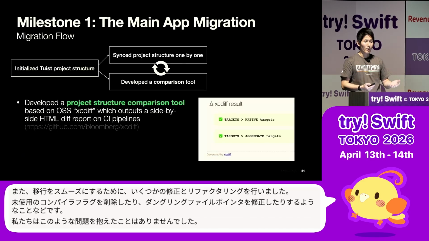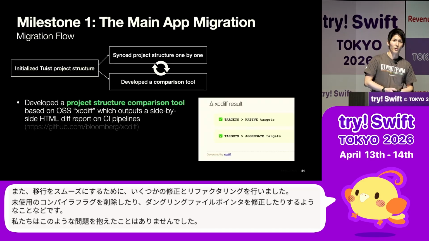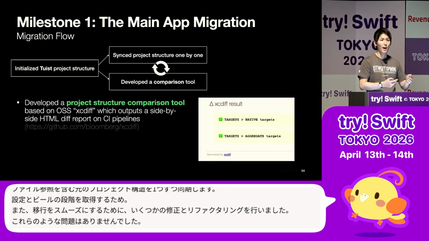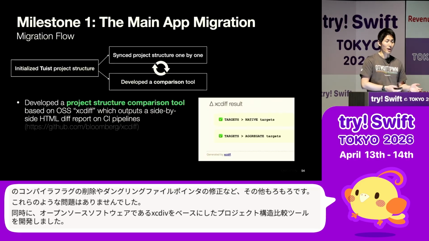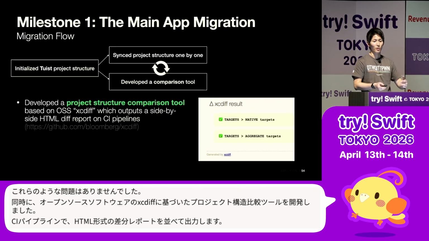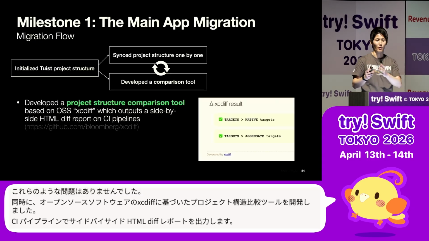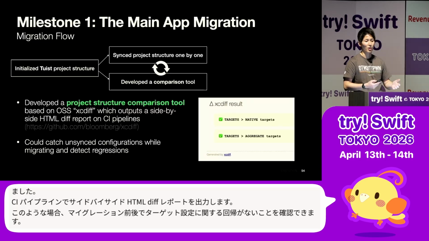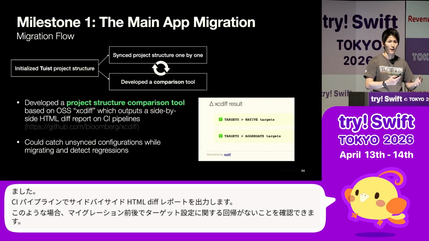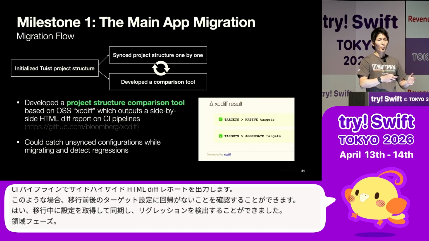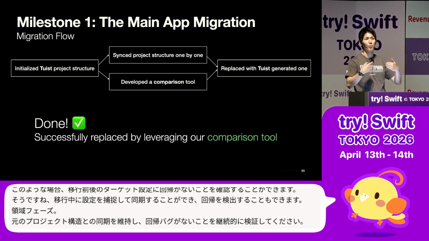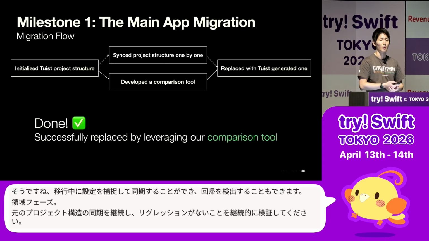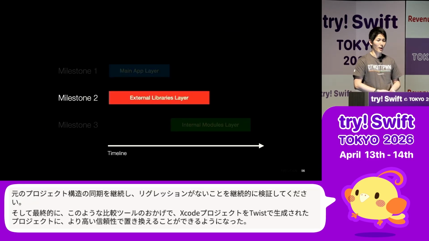At the same time, we developed a project structure comparison tool based on the open source software XCDiff. This tool outputs a side-by-side HTML diff report in the CI pipeline. So in this case, we could ensure there are no regressions in the target settings before and after the migration. So yes, we could catch unsynced or missynced configurations while migrating, and we could detect regressions at an earlier phase. Then we kept syncing the original project structure and kept validating there were no regressions. Finally, we could replace the Xcode project with the Tuist generated one with higher confidence thanks to this comparison tool. Okay, then milestone 1 is done.